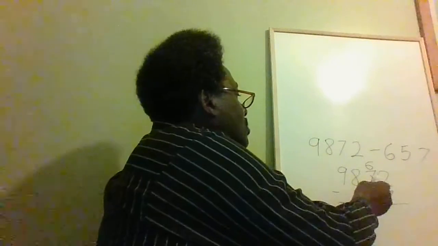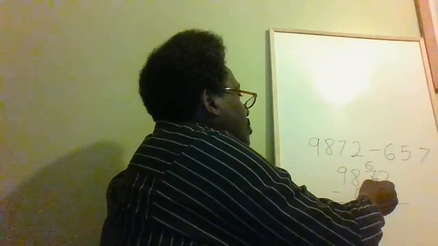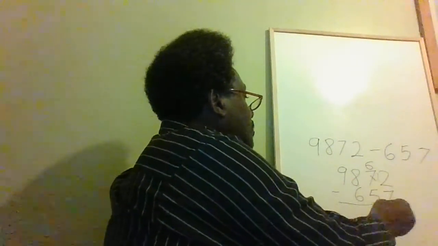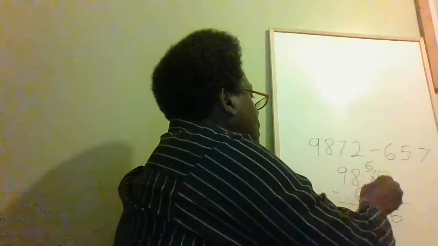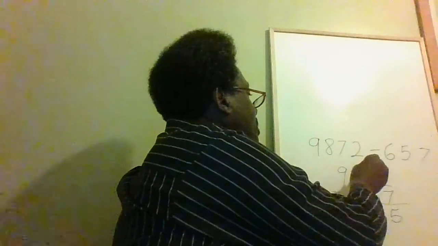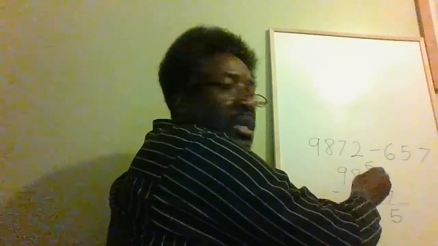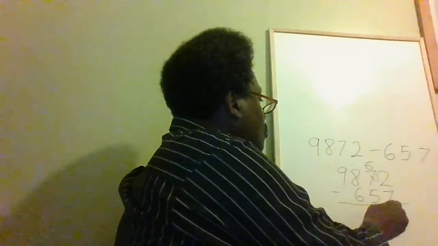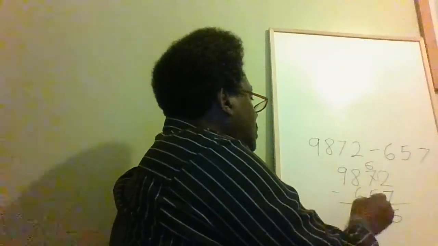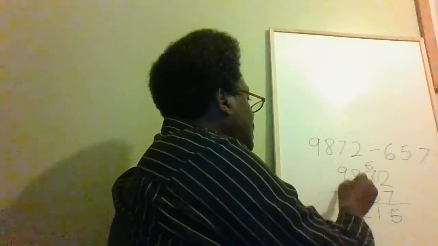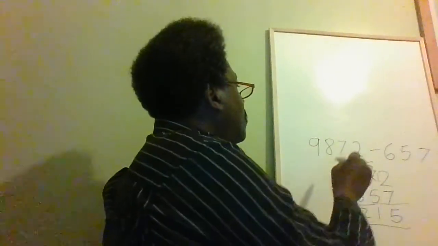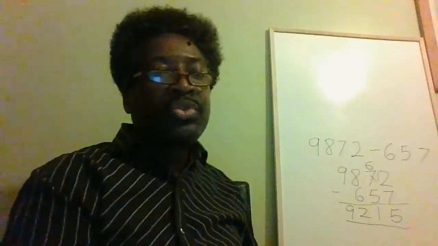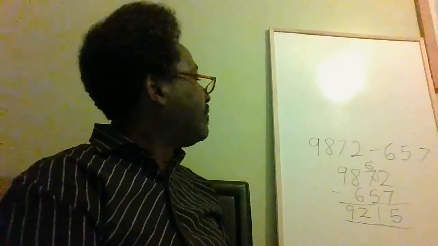But just note this. You now look at this as 12. So you now do 12 take away 7. That's 5. 6 take away 5. This 7, remember, has now become 6 because you took 1 from it. Do 6 take away 5. That's 1. 8 take away 6. That's 2. 9 take away nothing is 9. And therefore, the answer is 9,215.